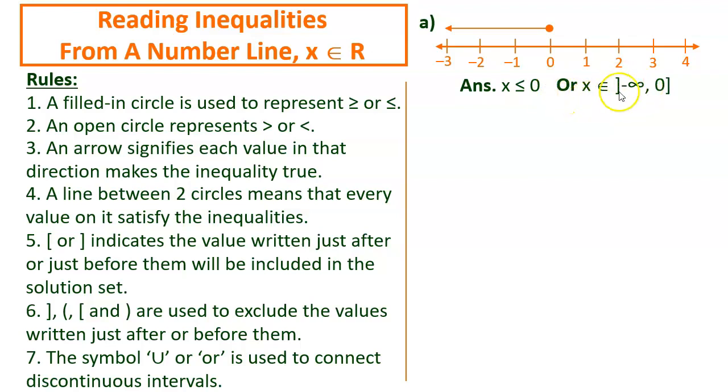Or x, this is the interval notation. If we just write x is less than or equal to 0, one number is sufficient. But if we try to express this inequality in the form of an interval notation, then we have to have two numbers. But over here, one of the two numbers is of course 0.